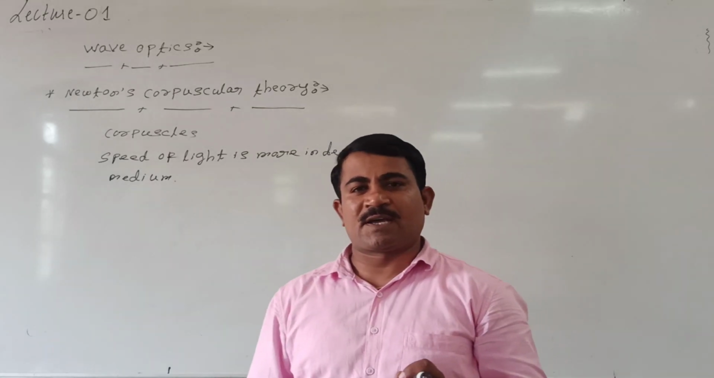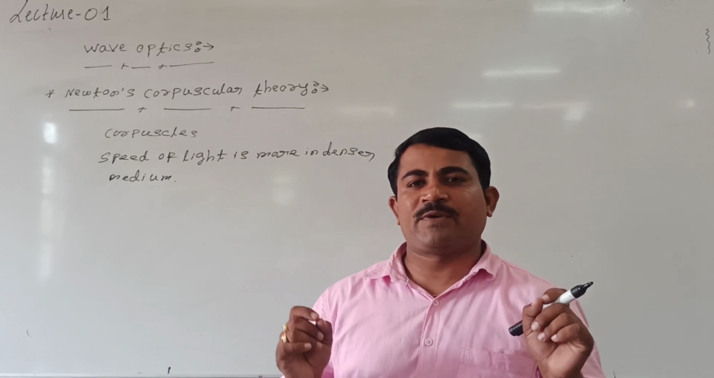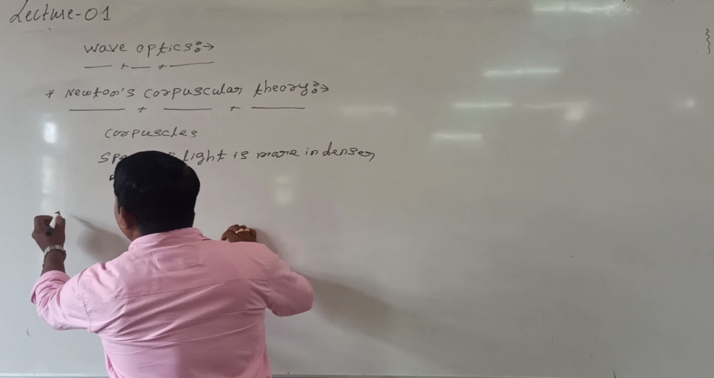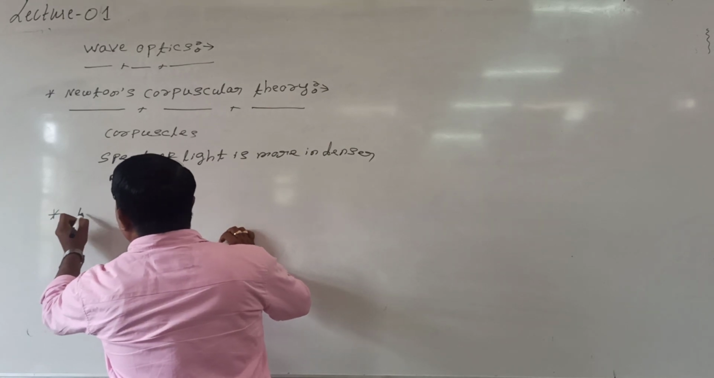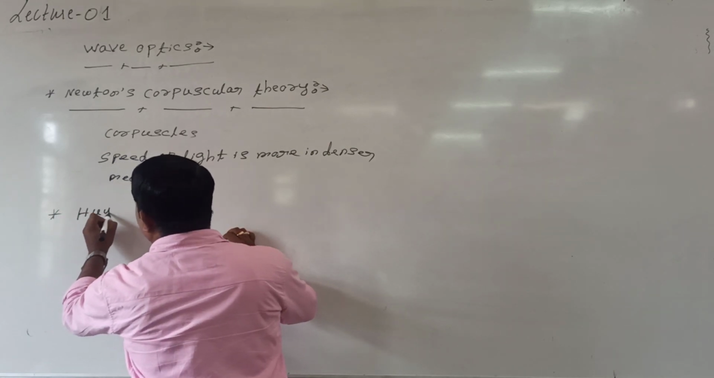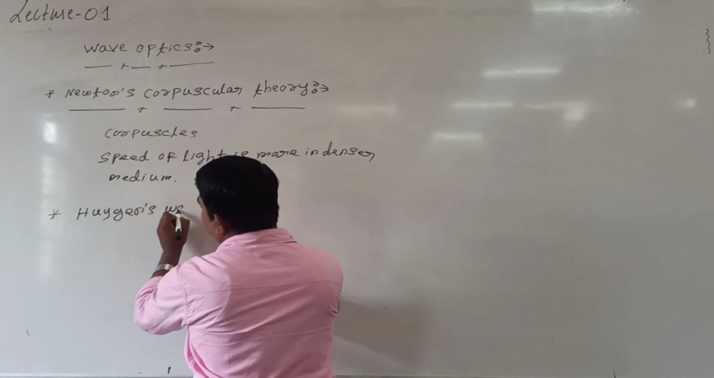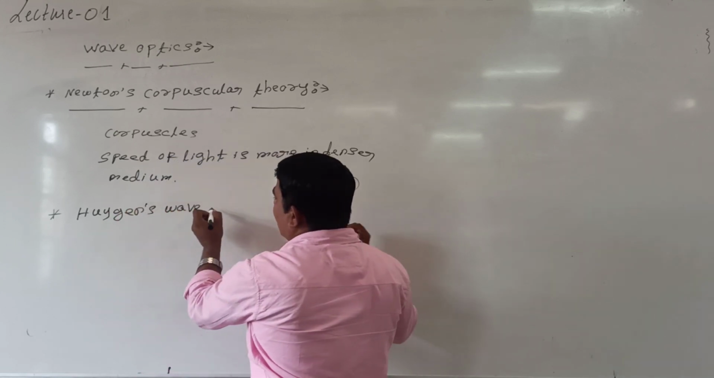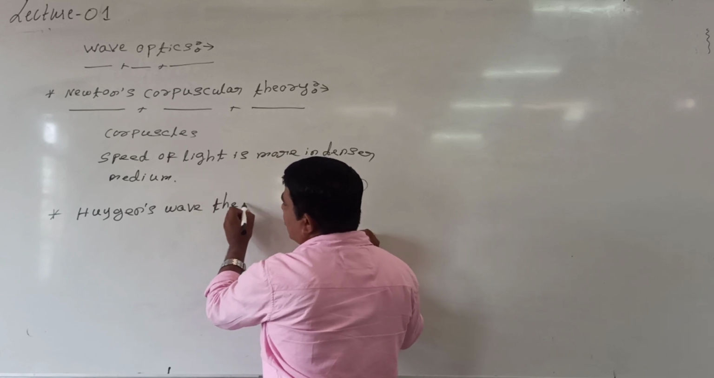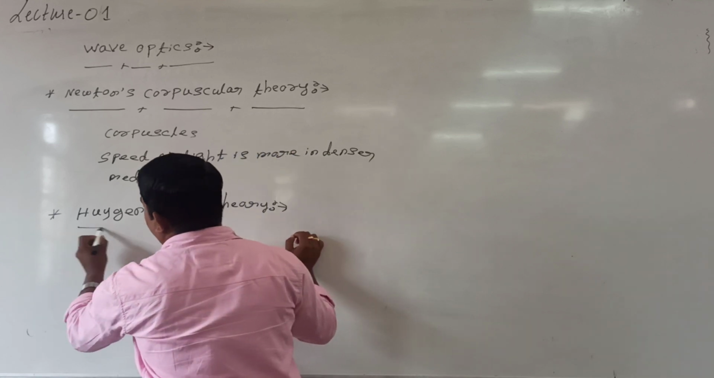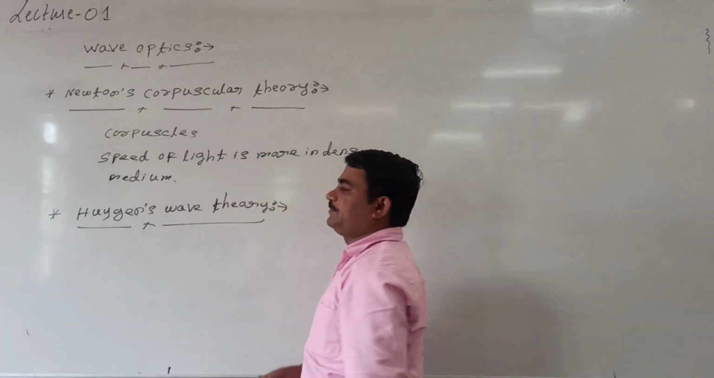After Newton's corpuscular theory, one more theory was proposed, that we are calling Huygens' wave theory. See here. The next theory concerning the nature of light is Huygens' wave theory of light. This is the second theory proposed on the nature of light.